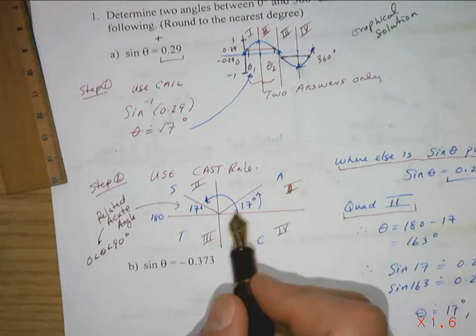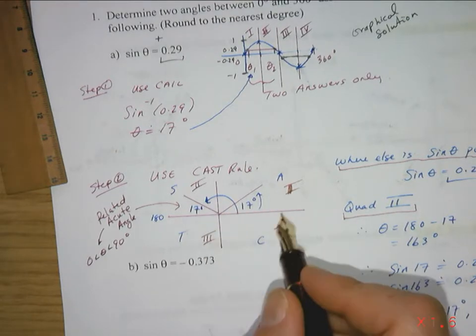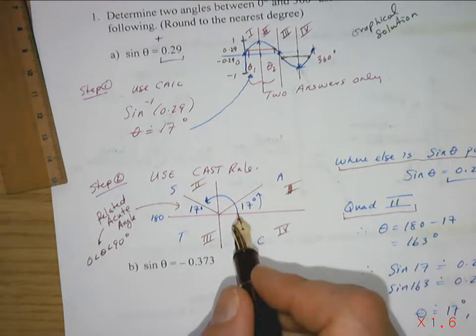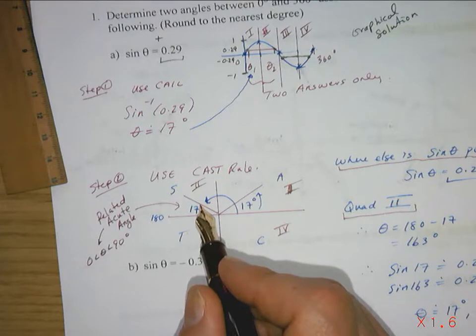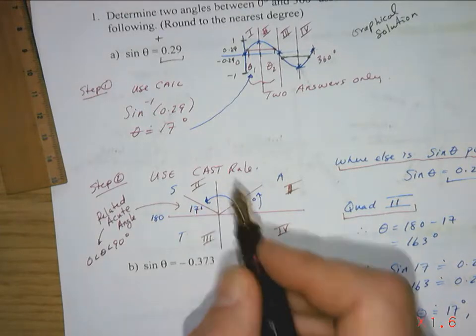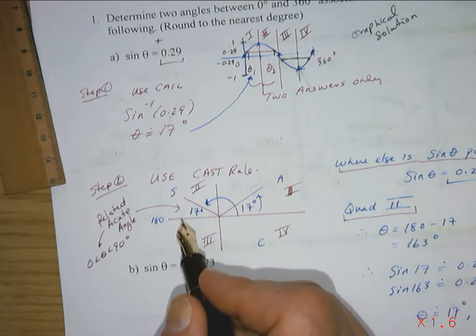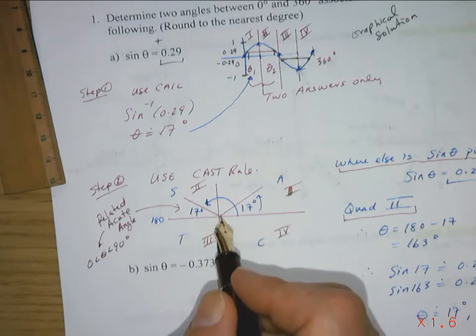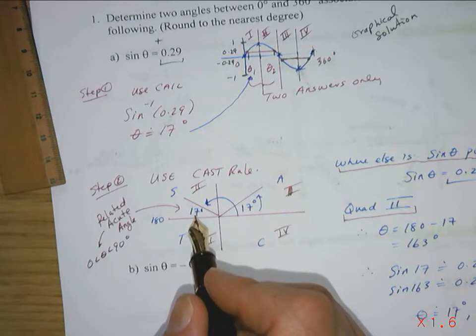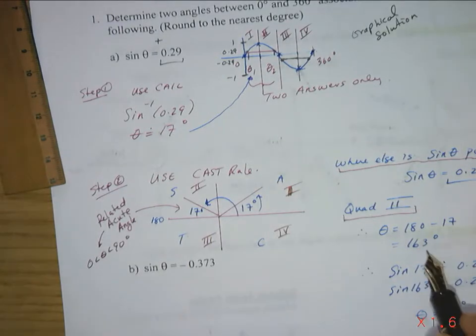And we want to know what the rotational angle, starting from this initial arm, is to get to this terminal arm. So if this is 17 here, normally you'd go 180, but you're not quite going 180. You're not going that 17 degrees. So it's 180 minus 17, which is 163 degrees. And that gives you the two answers.